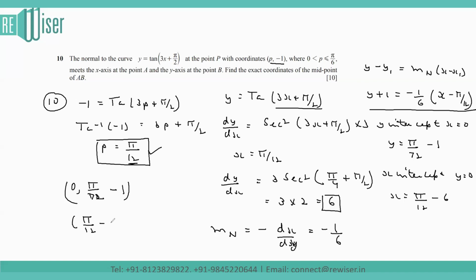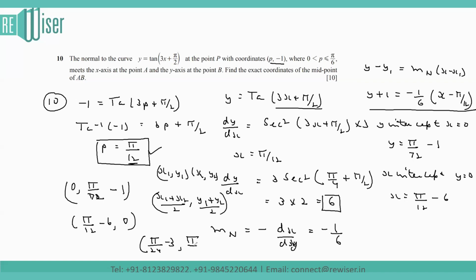and the other coordinate is (π/12 - 6, 0). If there are two coordinates (x1, y1) and (x2, y2), the coordinates of the midpoint should be ((x1 + x2)/2, (y1 + y2)/2). That's a simple arithmetic mean of the abscissa and ordinates. Applying that formula over here, the midpoint is (π/24 - 3, π/144 - 1/2). So that's the final answer to the given question.